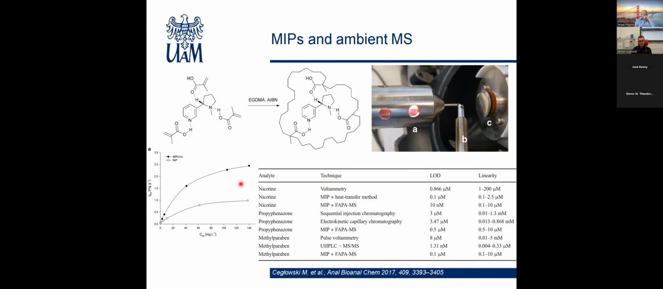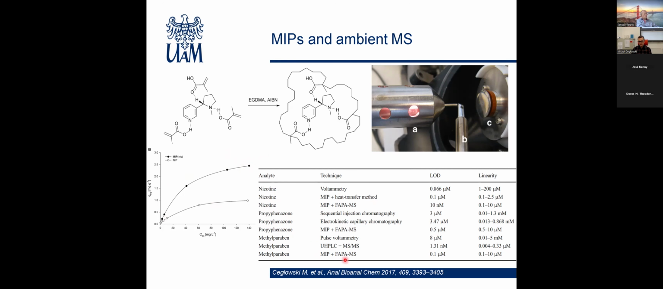And as you can see, there is always a nice difference between the non-imprinted polymer and the imprinted polymer. The higher the difference, the better the adsorption capabilities of the imprinted material. And we used that system to quantify nicotine, propylphenazone, and methylparaben.